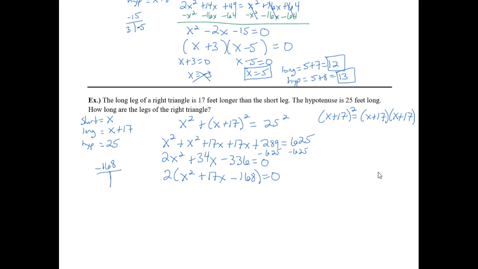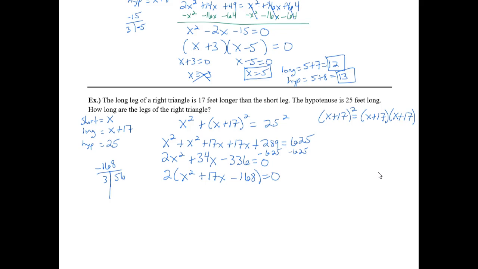I don't know much about 168 off the top of my head. I do know a divisibility rule that says if I add the digits and it's divisible by 3, then that number is divisible by 3. So 1 plus 6 is 7, 7 plus 8 is 15, and 15 is divisible by 3. So I know 3 will go in. 168 divided by 3 is 56. Well, that's not going to give me 17, so I keep looking.